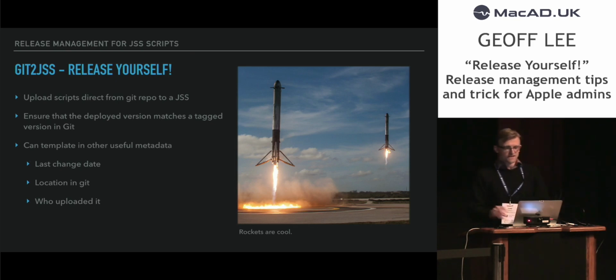What you can do is, locally on your machine, check out a script at a particular tag, run git-to-jss, upload that tag, and it will upload it to the JSS. This allows you to ensure that the deployed version matches the version in your source control.